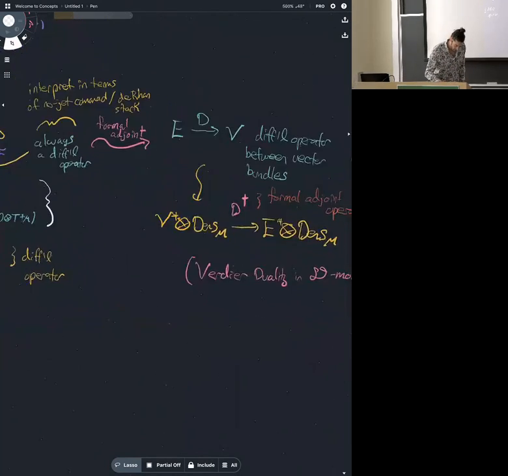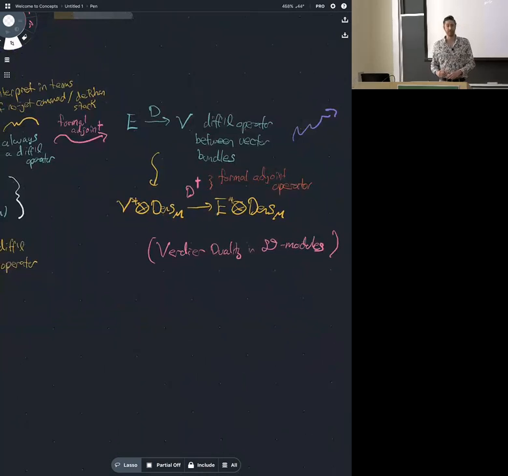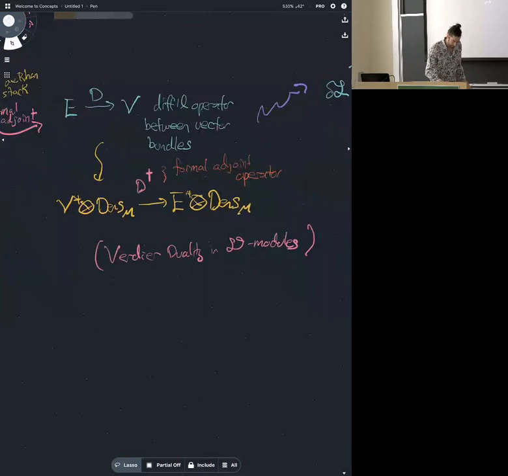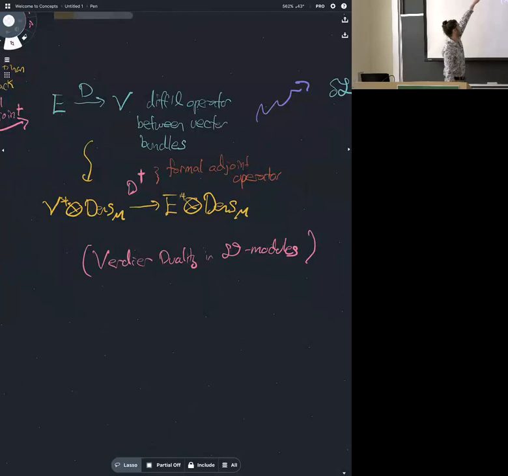And so what you do is you use Verdier duality for D-modules, a relative version of Verdier duality. So if I have a differential operator between vector bundles, I can take the Verdier dual between the tensors with the densities after I take the dual. Yeah.